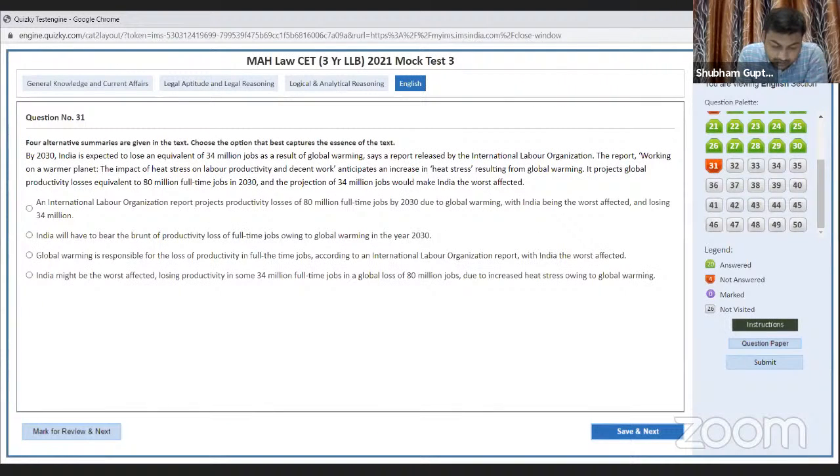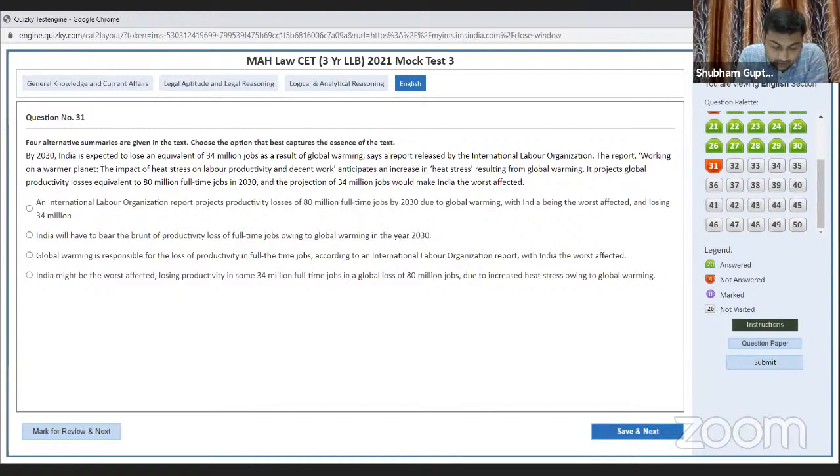By 2030, India is expected to lose an equivalent of 34 million jobs as a result of global warming, says a report released by the International Labour Organization. The report, Working on a Warmer Planet: the impact of heat stress on labor productivity and decent work, anticipates an increase in heat stress resulting from global warming. It projects global productivity losses equivalent to 80 million full-time jobs in 2030, and the projection of 34 million jobs would make India the worst affected.